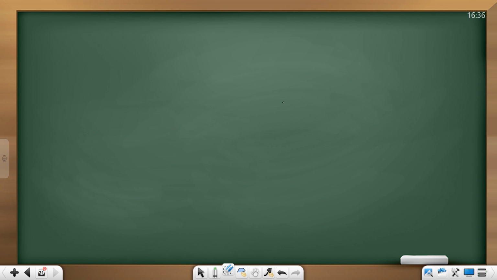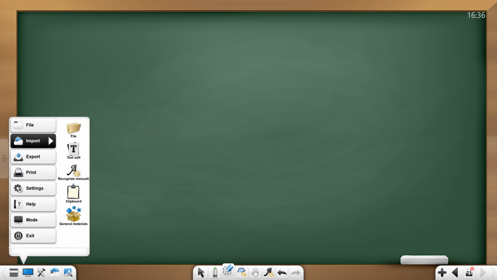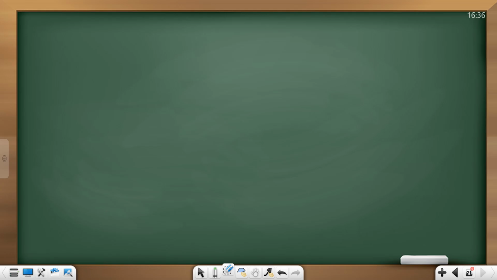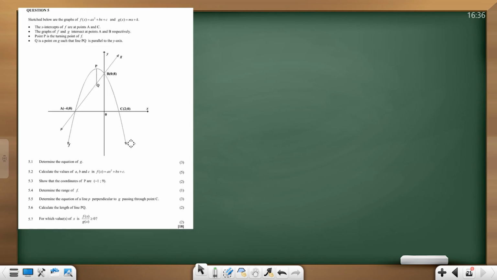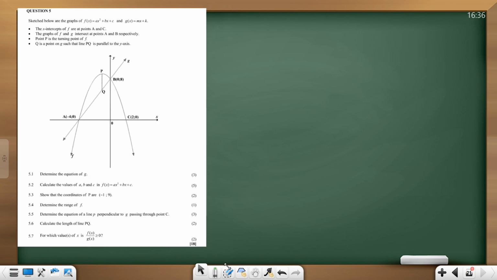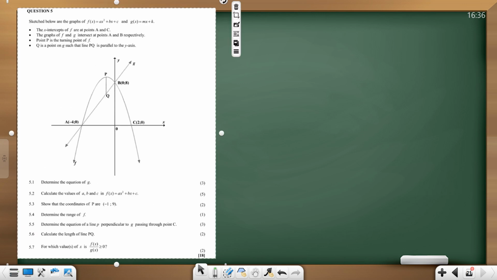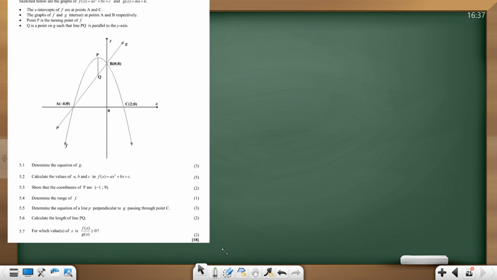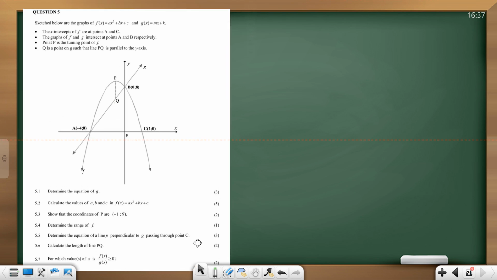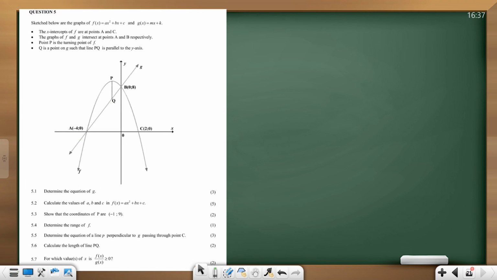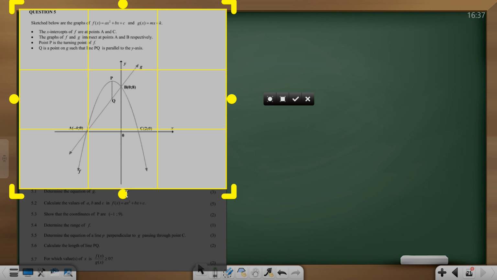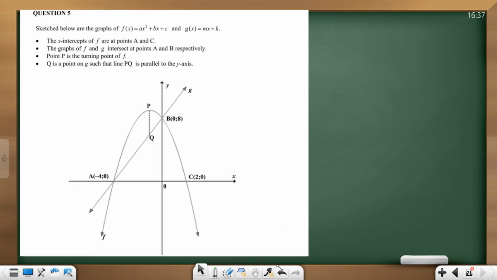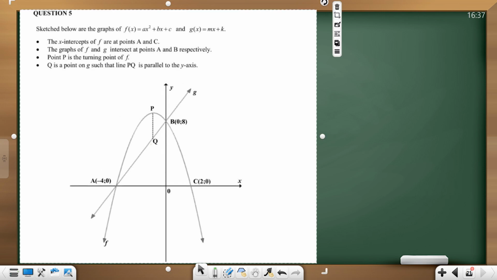Now, quickly today, let me see if I can import those questions that were sent. Here's one of them. We're going to run through all of this. Is it visible? Let's try to do something here, because I want it to be very visible. And it's important, you must understand a parabola.